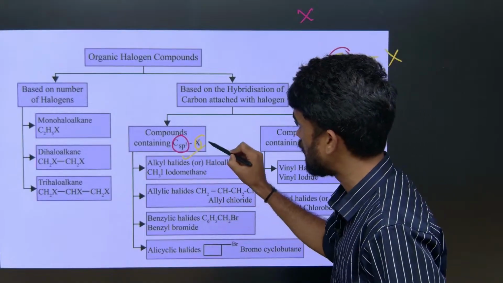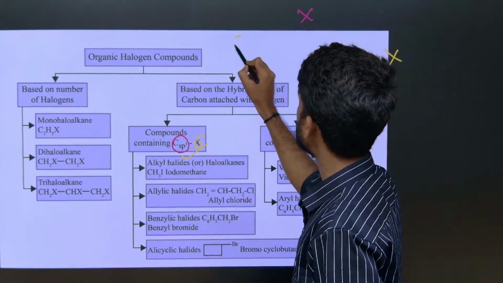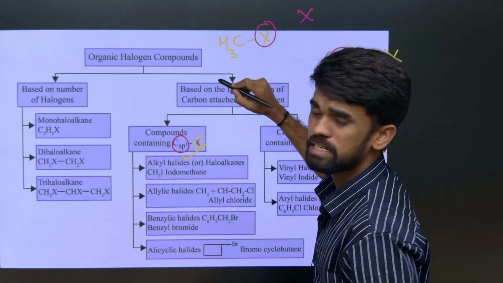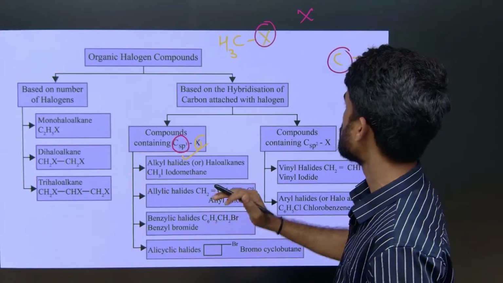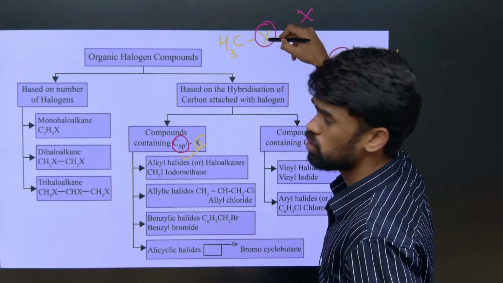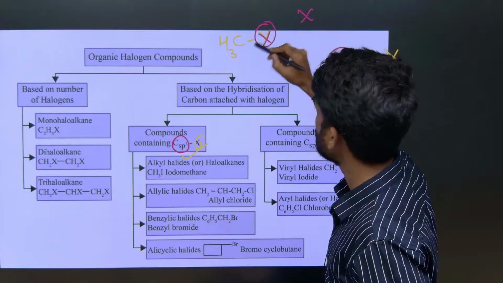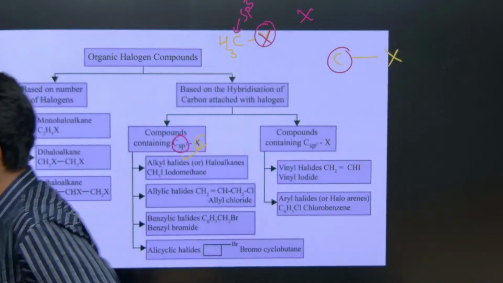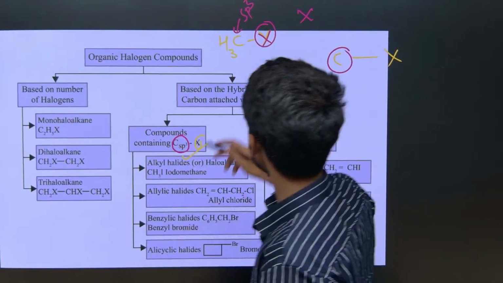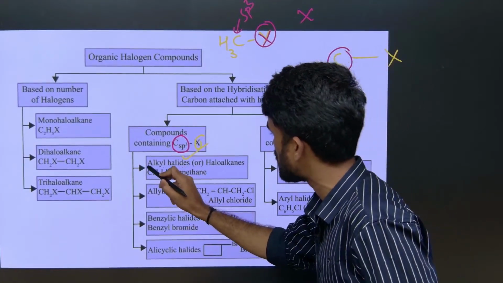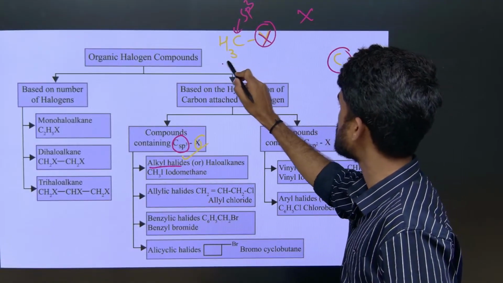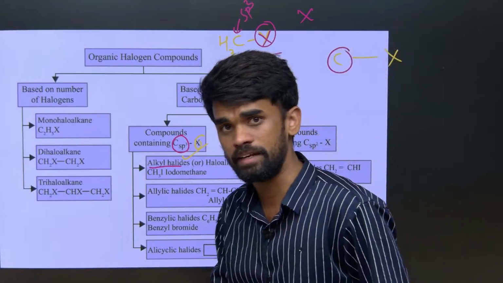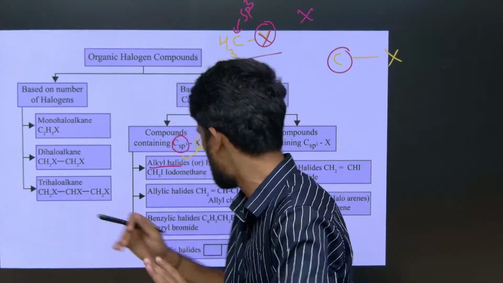What is that? Alkyl halides. For example, methyl halide. In this methyl halide, X can be chlorine, fluorine, bromine, iodine, anything. If this is the halogen, this carbon is what now? sp3 hybridized carbon, right? So if this is an sp3 hybridized carbon, we can say alkyl halides. This example is called methyl halide. If it is an ethyl group, ethyl halide. Like that we can generalize them as alkyl halides, right?